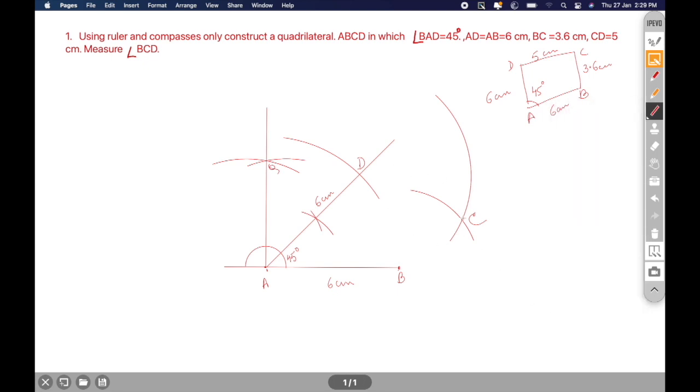Let us join the vertices C with B and D with C. Thus DC equals 5 centimeter, BC equals 3.6 centimeter. Thus ABCD is the required quadrilateral.